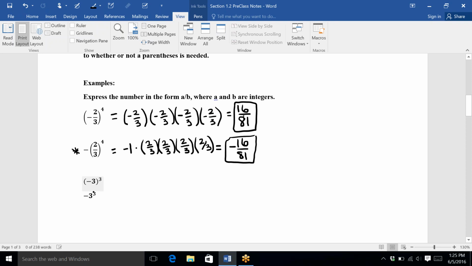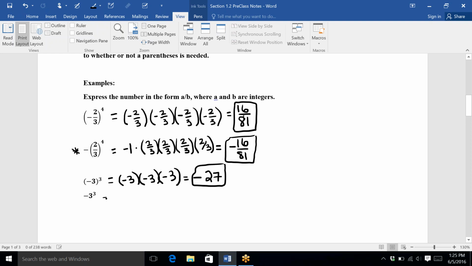Okay, let's look at the next group. Again, this one, the negative 3 is being included in the part that's being cubed. So it's negative 3 times itself 3 times. 3 negatives when you're multiplying stays negative, and 3 times 3 is 9 times another 3 is 27.